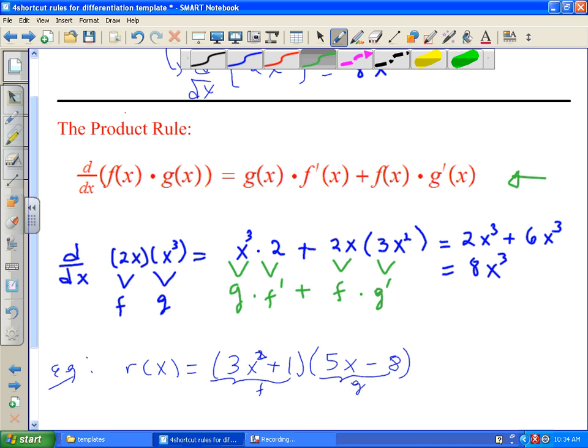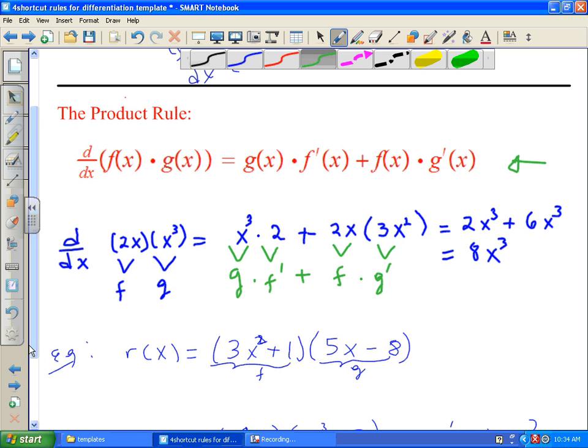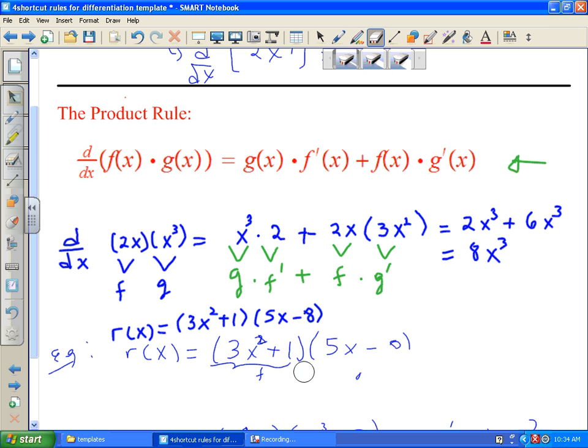Okay, so let's say that R of x is equal to 3x squared plus 1. I'm going to rewrite that over here. Say R of x is equal to the quantity 3x squared plus 1 times 5x minus 8. Can you find the derivative of this quantity using the product rule?